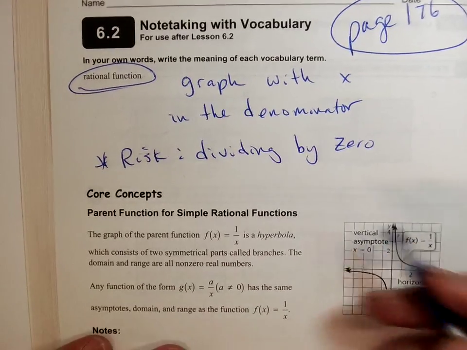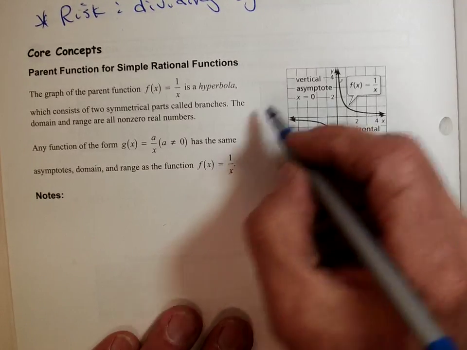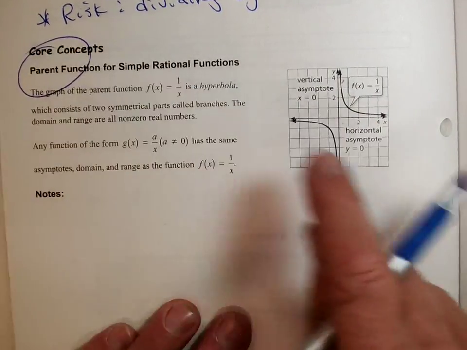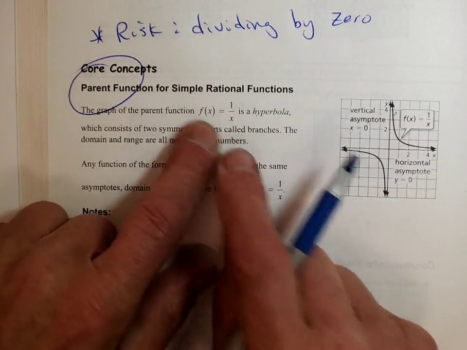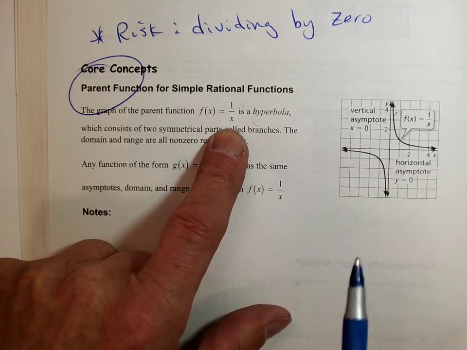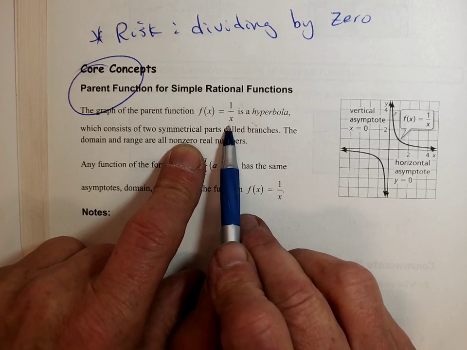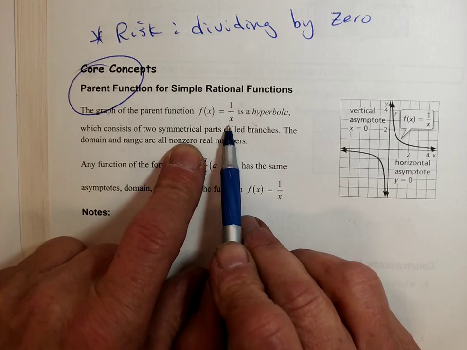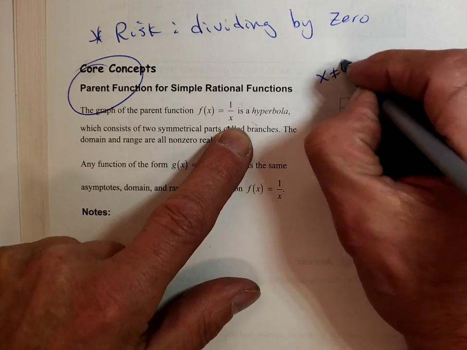So if we take a look at, first of all, the graph they gave us, it's our parent function. This is our parent function right here. This is the basic y equals 1 over x. They call it a hyperbola, okay? What we want to know, more importantly, is this. If x is equal to 0, you guys watching it? If x is equal to 0, you will divide by 0, okay? So x cannot equal 0.